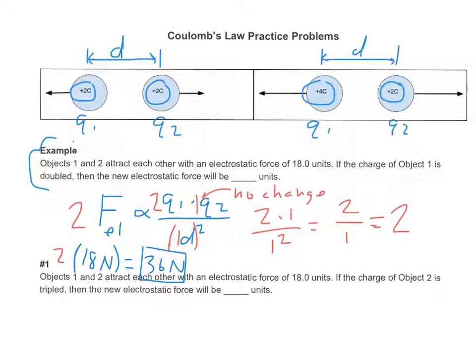So to recap, because the charge of Q1 is doubled, that had the effect of doubling the force, 18, to become 36.